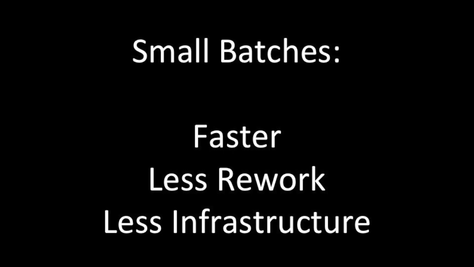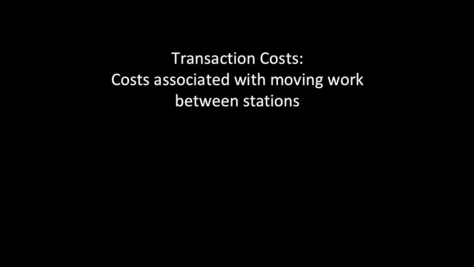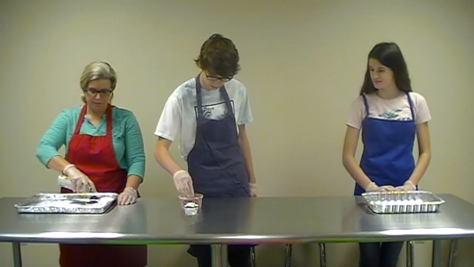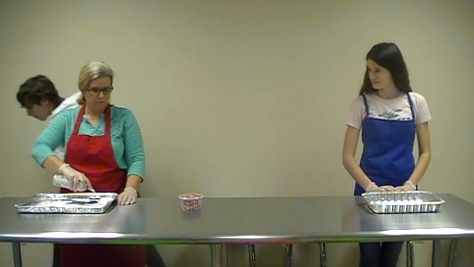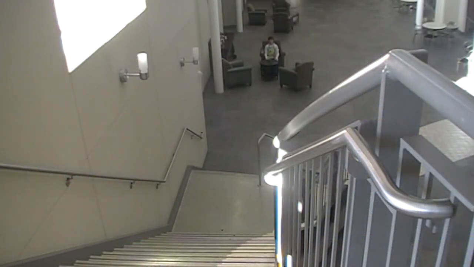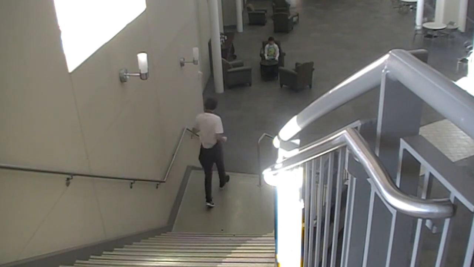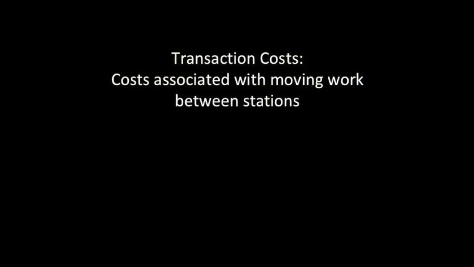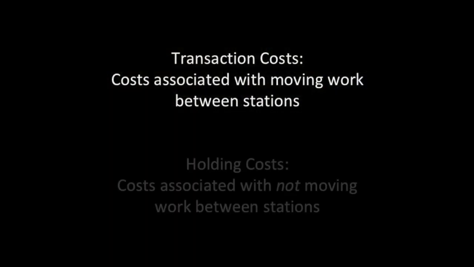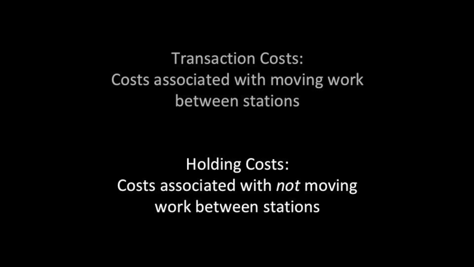So if it's so obviously a better way to work, why wouldn't everyone do it this way? One problem may be high transaction costs. These are the costs associated with moving work from one station to the next. For example, what if we move our fruit station away from the rest of the team? In this case, using a single cupcake batch might not be the best idea. We have to find a batch size that balances our transaction costs with our holding costs, the cost of not moving the work from one station to the next.